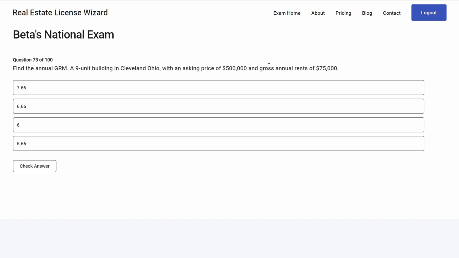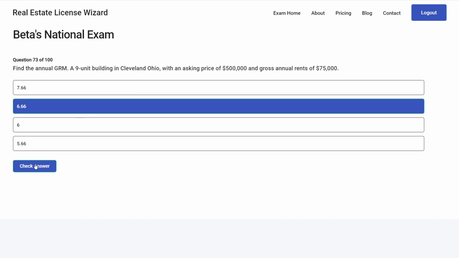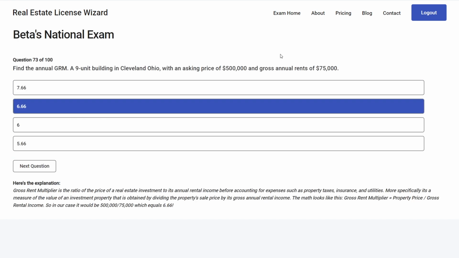So the correct answer for this one is going to be 6.66. If you guys didn't know how to do the gross rent multiplier formula, it's just basically gross rent multiplier equals property price divided by gross rental income. So in our case, that would be $500,000 divided by $75,000, which equals 6.66. All right, there you go.